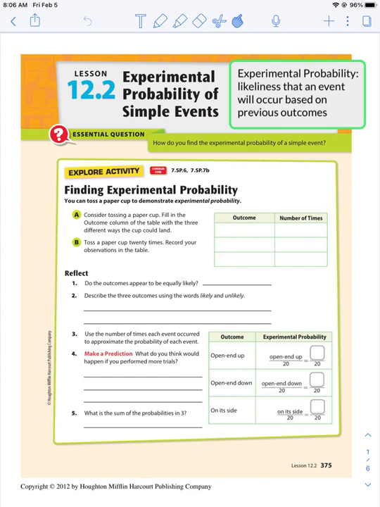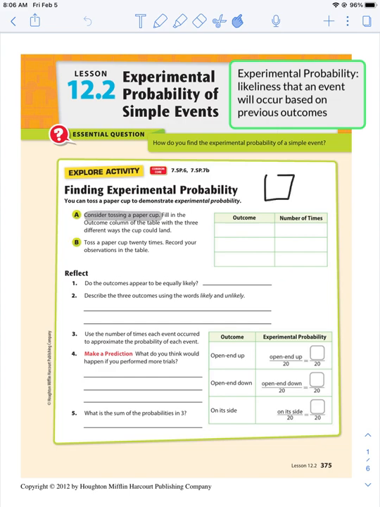All right, so we're going to start off with an experiment. If you could find a paper cup at your house and follow along with this experiment, that would be great. Doesn't have to be paper, could be just a plastic cup, probably not a glass cup, your parents would not appreciate that, but paper or plastic cup. So consider tossing a paper cup. Fill in the outcome column of the table with the 3 different ways the cup could land.